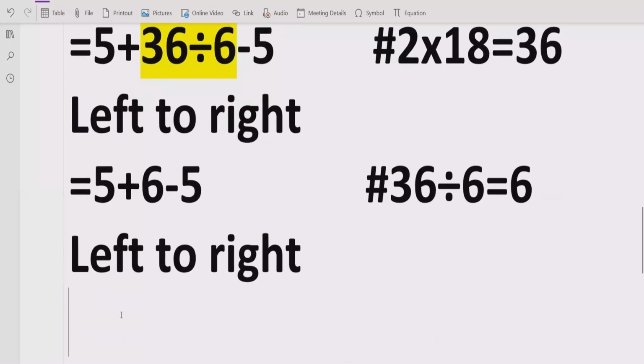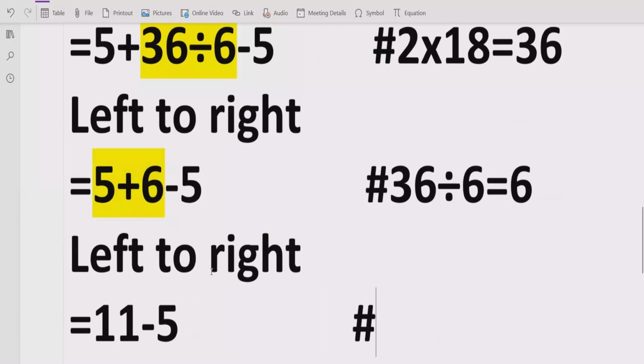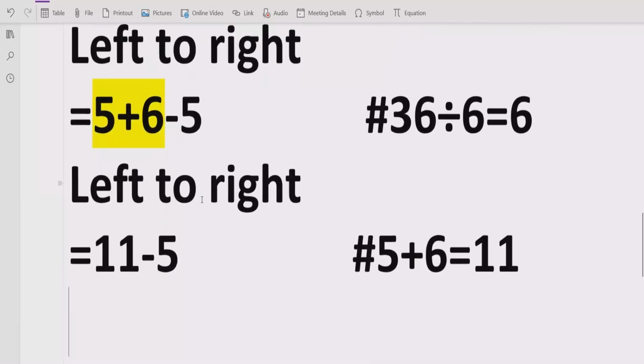So now we will go to the plus and minus signs. We will add first, because we have 5 plus 6, which is 11, and minus 5, we will write as it is. Here we give the reference: 5 plus 6 equals 11. And now we have two terms which are subtracting each other. So 11 minus 5 equals 6. So the answer of the given expression is 6, which is the correct answer.